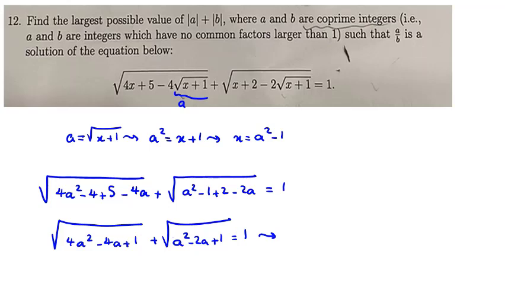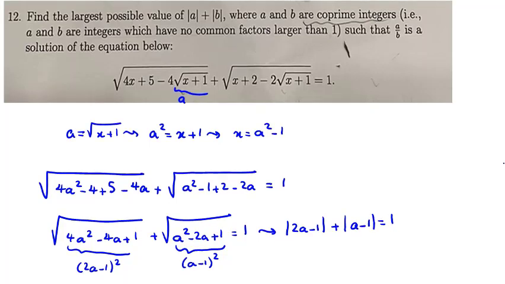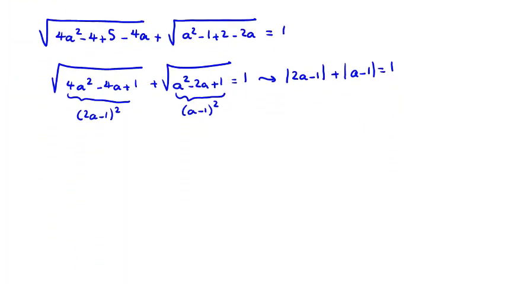And then we can conclude it is what? This term is 2a minus 1 squared, and this term is a minus 1 squared. So we can say absolute value of 2a minus 1 plus absolute value of a minus 1 equal to 1. Again, as I said, when you want to solve these problems, also in AMC, you should consider, draw it approximately. So the important points are what here? It is 0 when a equals 1 over 2, and here for 1. So these 2 points are important, 1 over 2 and 1.